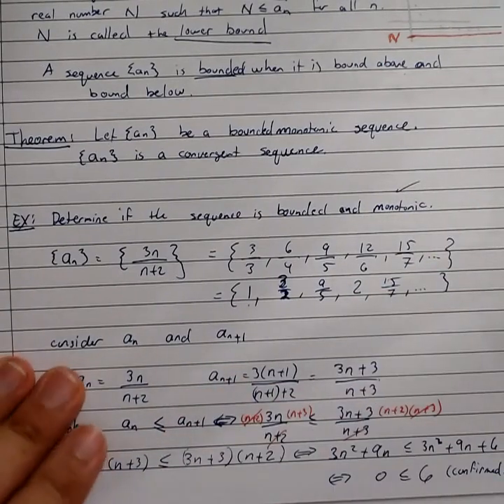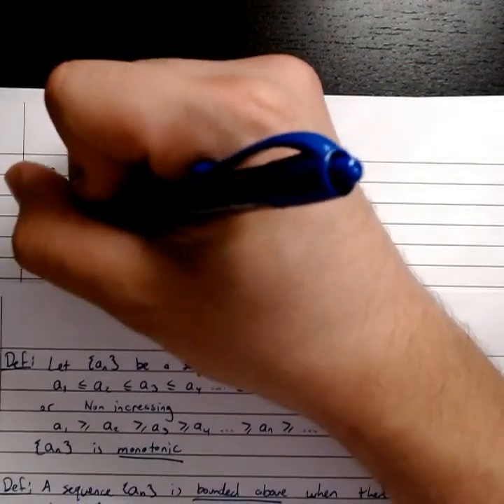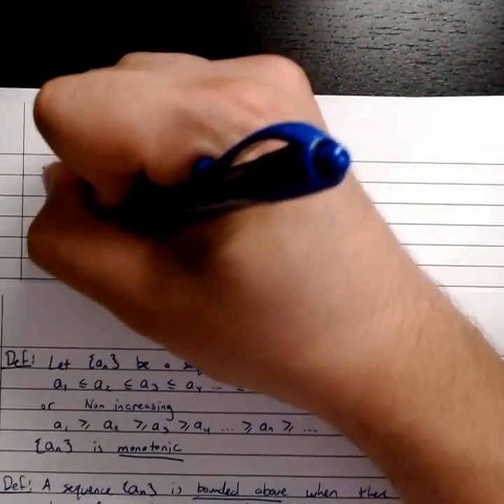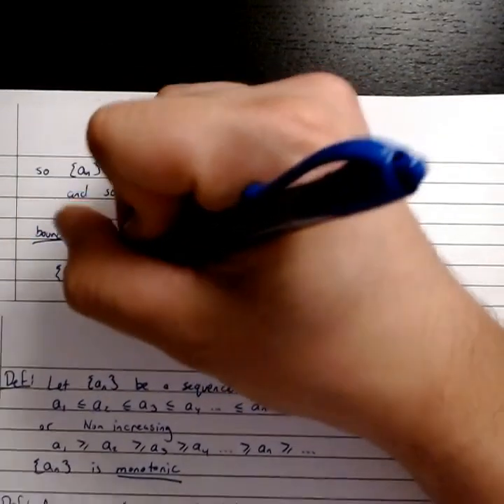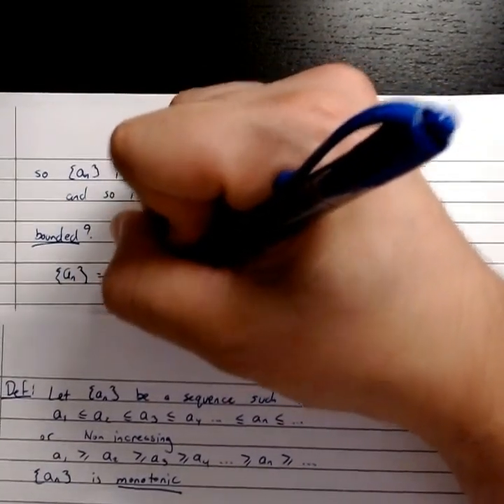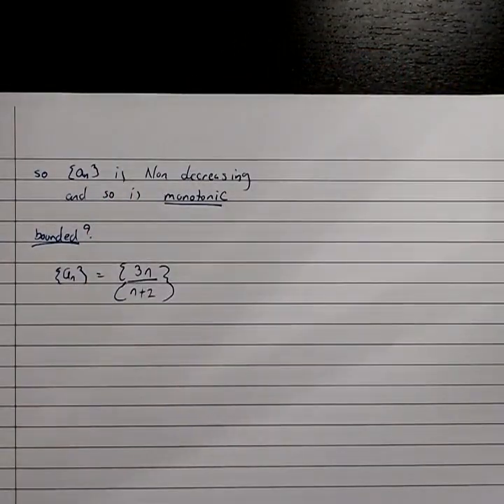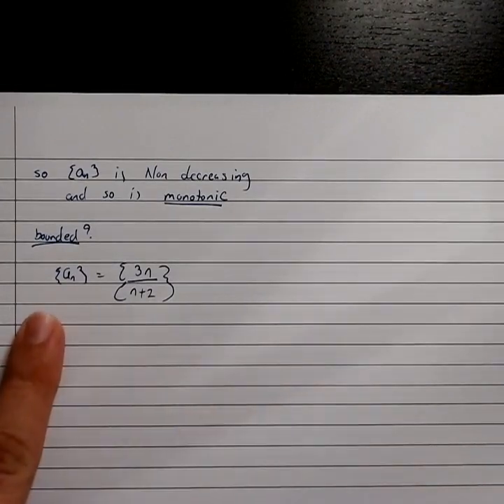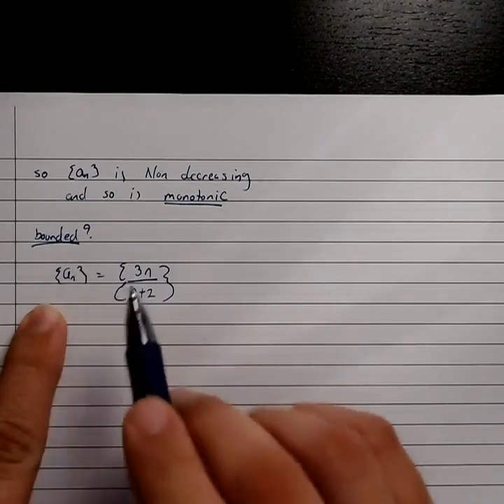Now let's talk about boundedness. Is this sequence bounded? So here, let's rewrite the sequence. Here we have a sub n is equal to 3n over n plus 2. Just like that. Now remember, for a sequence to be bounded, it has to be bounded above and below.